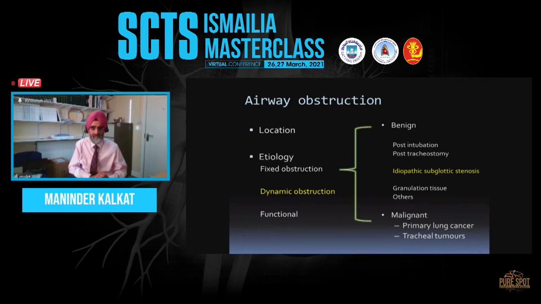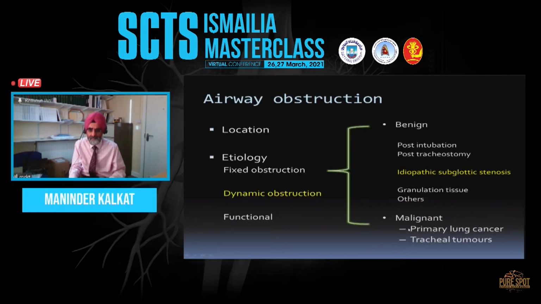So when we are talking about the airway, the main thing which comes to mind is airway obstruction, and there are various reasons for airway obstruction. When we try to look into it, it could be fixed obstruction, which we commonly see, and it could again be benign or malignant. And malignant again are either lung cancers which are invading the major airway, or primary tracheal tumors.